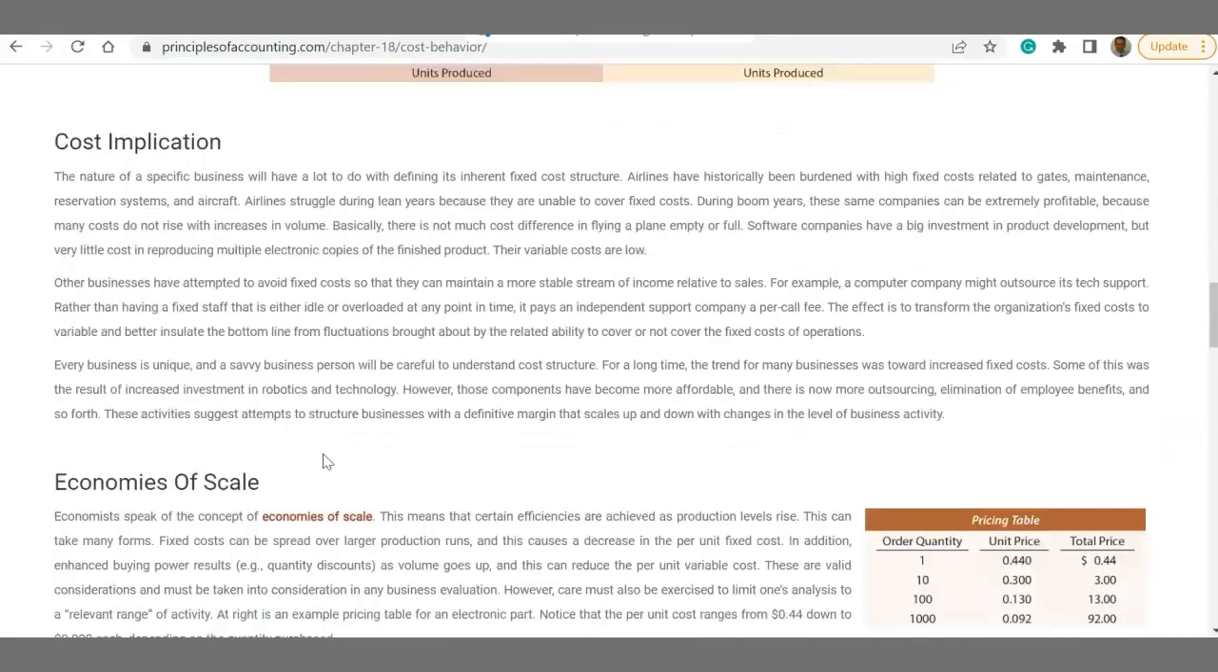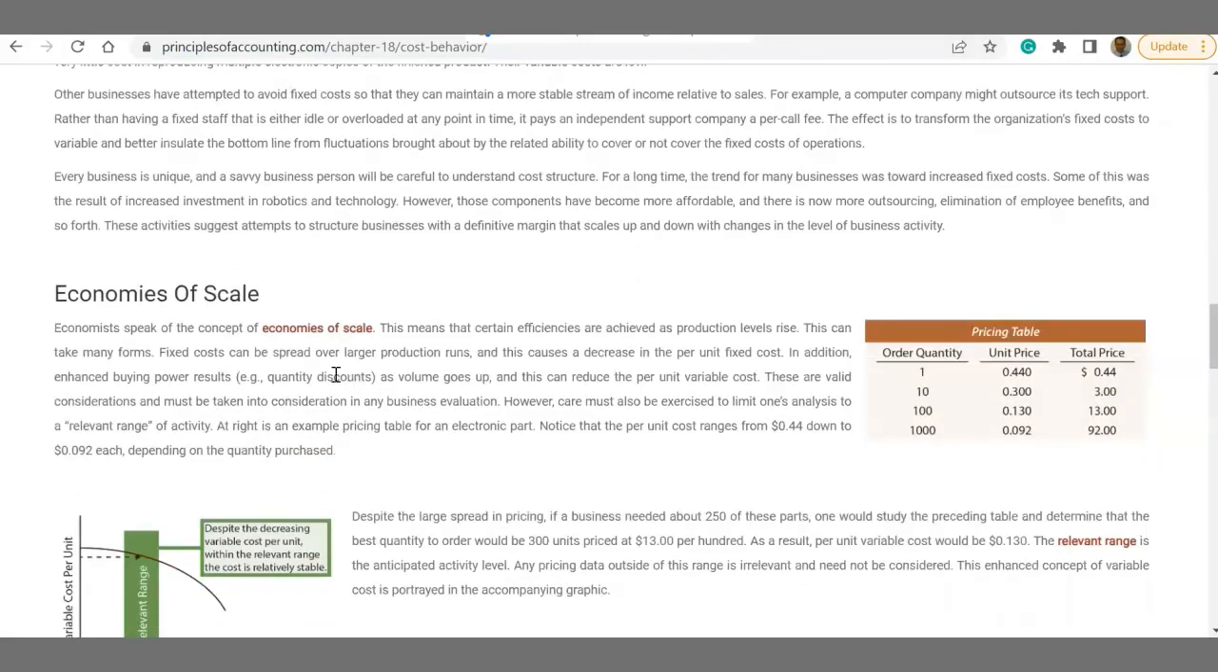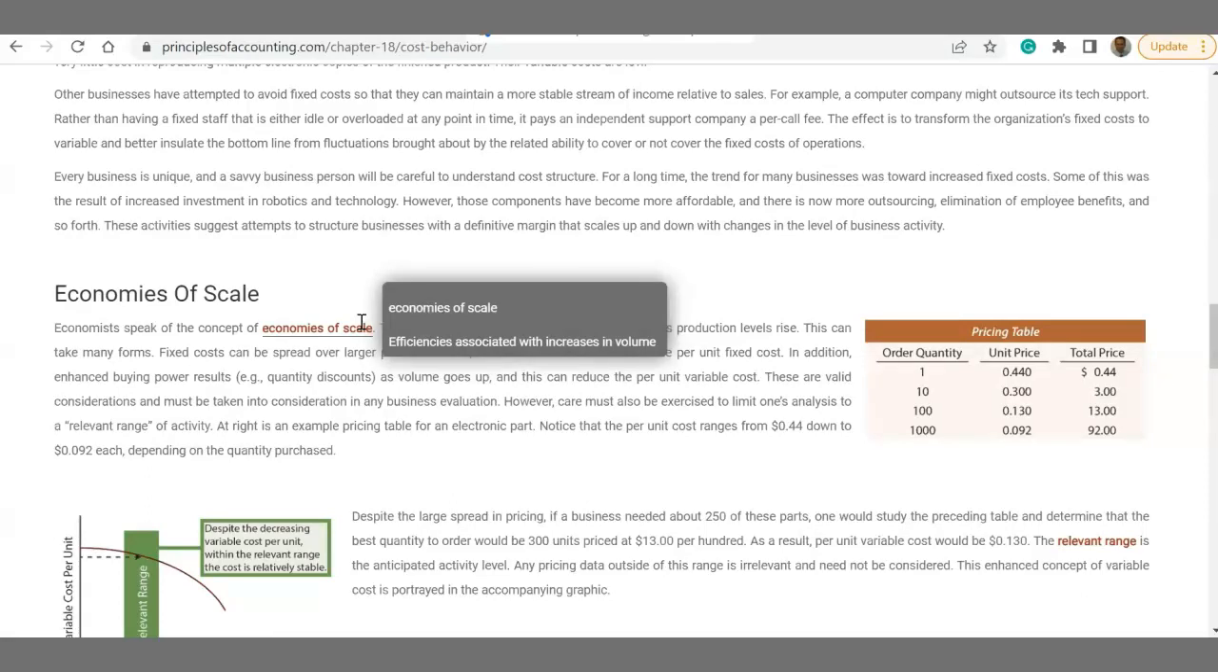Okay, here are some examples that you can read. Obviously, at this point, we can just move on a little bit. Economies of scale are efficiencies associated with the increase in volume. So if we have more volume of production, we have higher efficiency in our production. Economies of scale is something that makes American corporations so powerful, because they have high volume of production. That's why they are more efficient compared to a small mom and pop business.